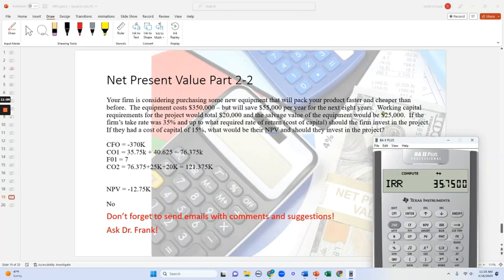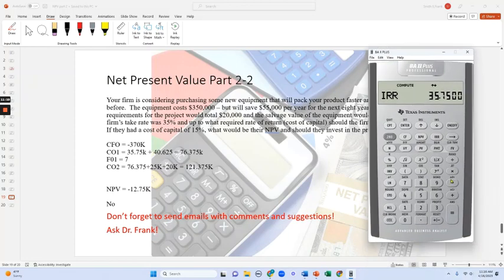Depreciation wise, you had the equipment at 350,000, but you think you're going to salvage it out at 25,000. So you have a 325,000 depreciable basis. It's going to be over 8 years. So if you take 325,000 and divide it by 8, you're writing off $40,625 depreciation every year.